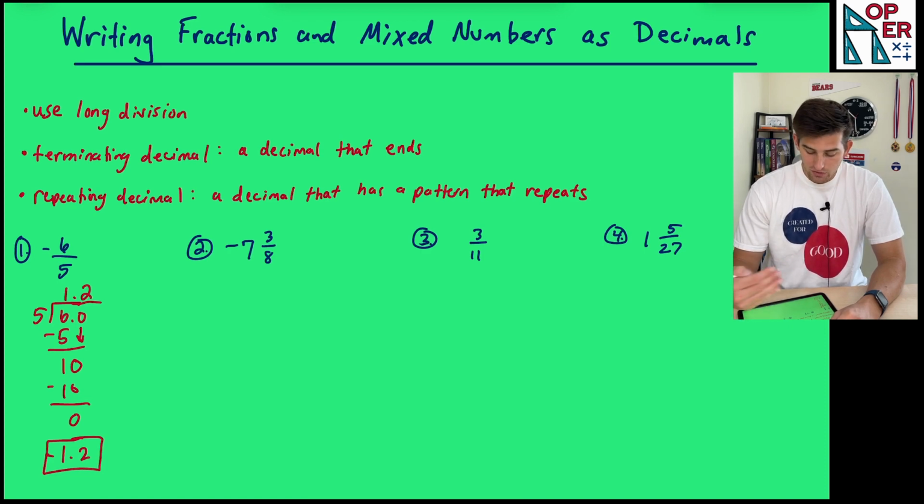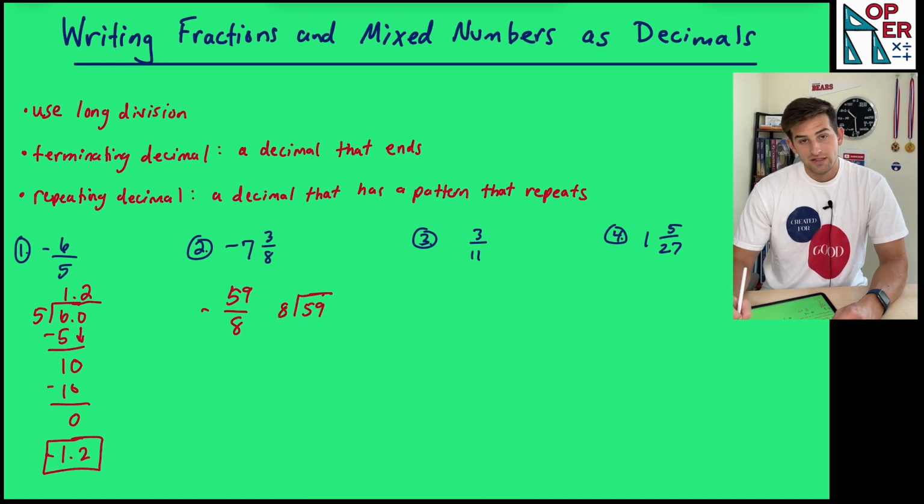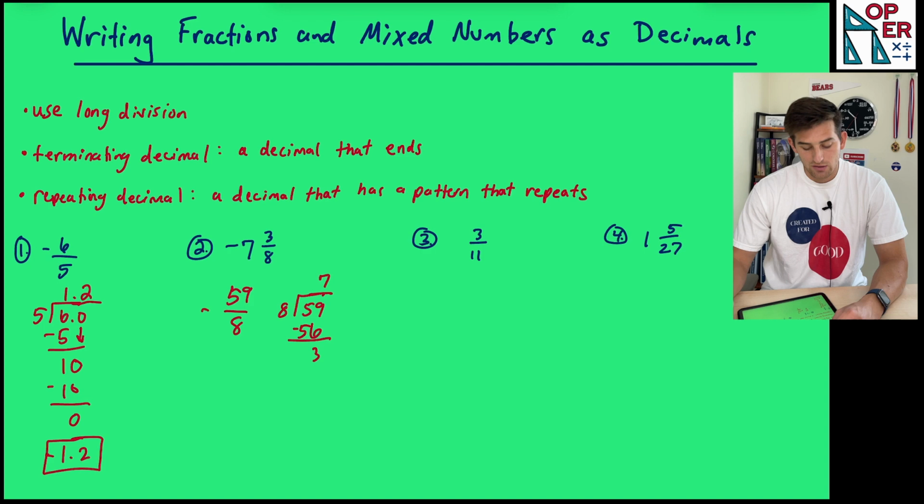So if you'll notice, on 2 and 4 we have mixed numbers. So we'll do these differently. For number 2, let's write this as an improper fraction, and then we'll divide from there. So remember, to do that, we're going to take our denominator times our whole number, which would be 8 times 7, that's 56, and then we add 3, so this would be 59/8, and it is negative. So now we can divide that, so 59 divided by 8. Well, 8 will go into 59 7 times, and 7 times 8 would be 56. We subtract and we're left with a 3.